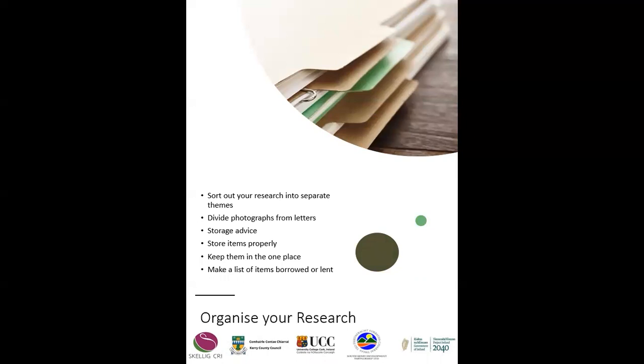It's important when you're drawing up your family tree to sort out your research into separate themes, to divide photographs from letters. Storage advice is essential so that you're not mixing materials. If you store items properly and keep them in the one place, it's really important that they're not mixed, such as newspapers against photographs and so on. Make a list of items borrowed or lent. Start keeping records of your own data and your own research.